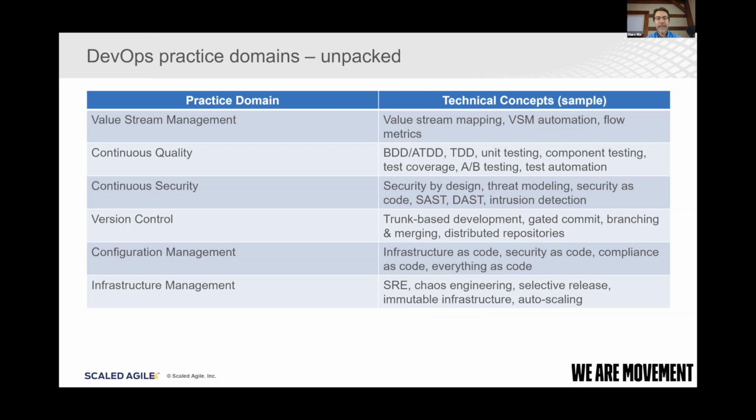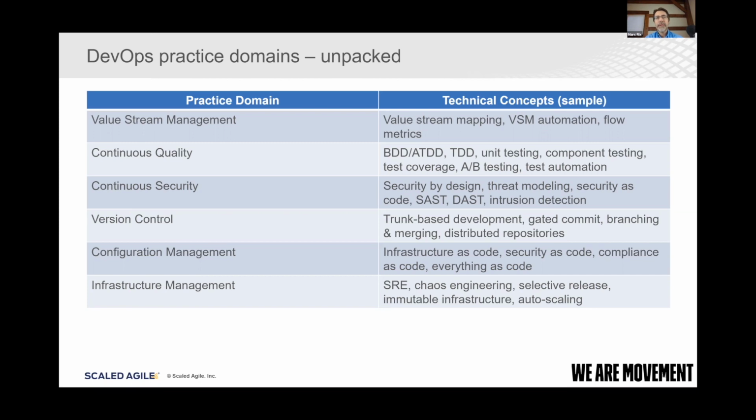You've got unit testing and component testing, test automation. We even have flow metrics and security: application security testing, both static and dynamic, and intrusion detection on the security front. Things like trunk-based development and gated commits. A lot of these things we already talk about in the framework and in the DevOps course. Some of these are new to the IP set, but they're all talked about within a DevOps context, so they're all very important.